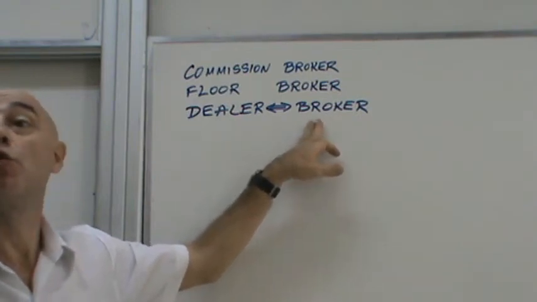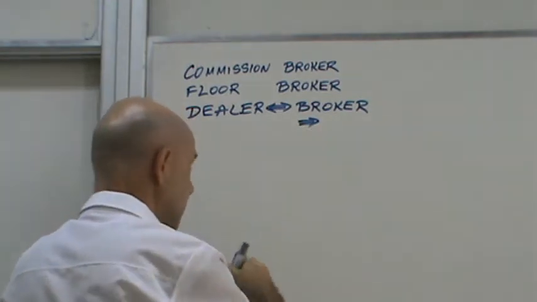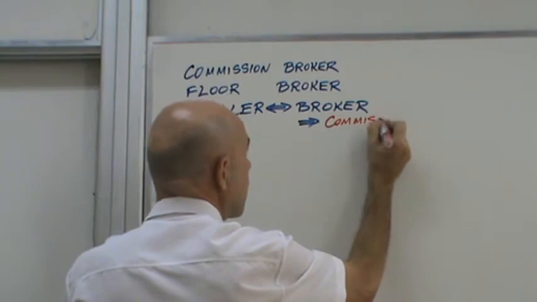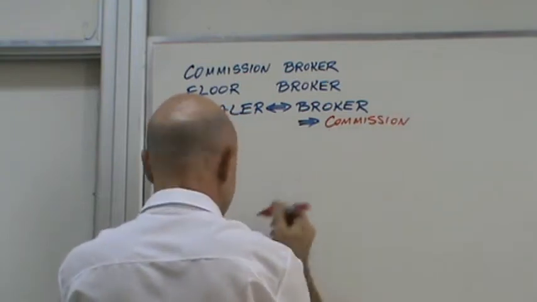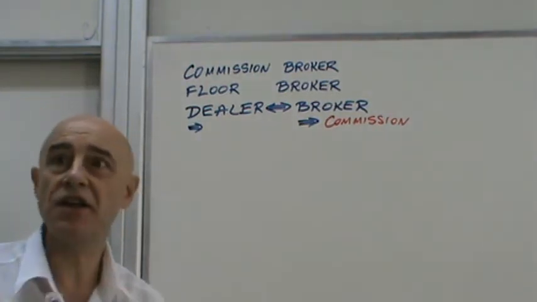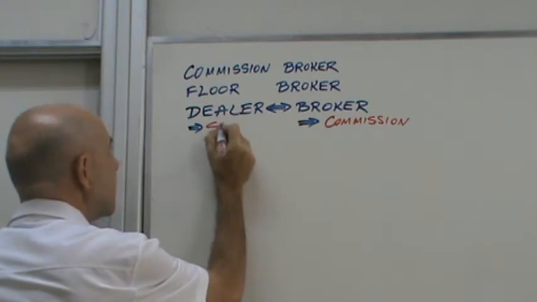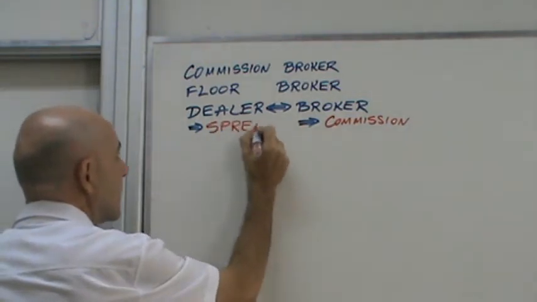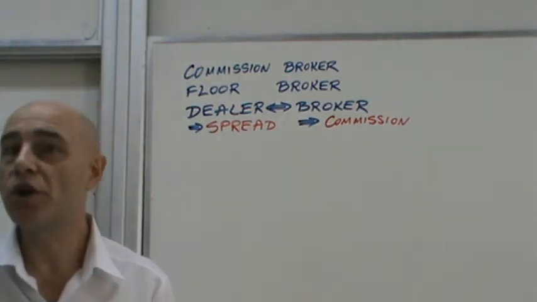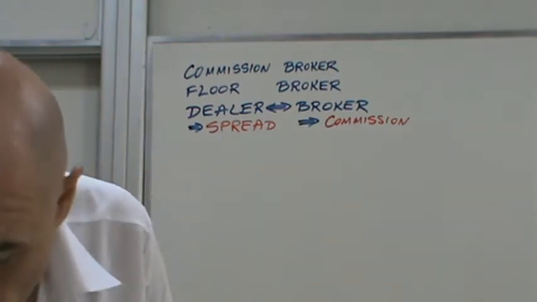The broker works for a commission. And the dealer usually works for a spread. He tries to buy lower and to sell higher. All right.